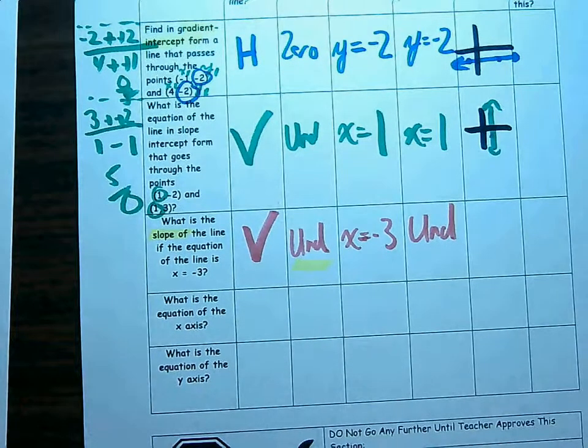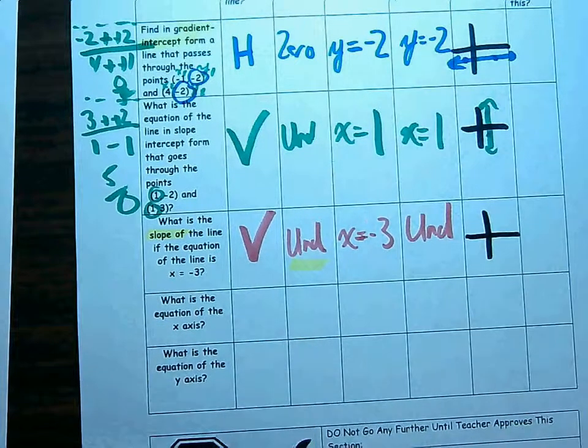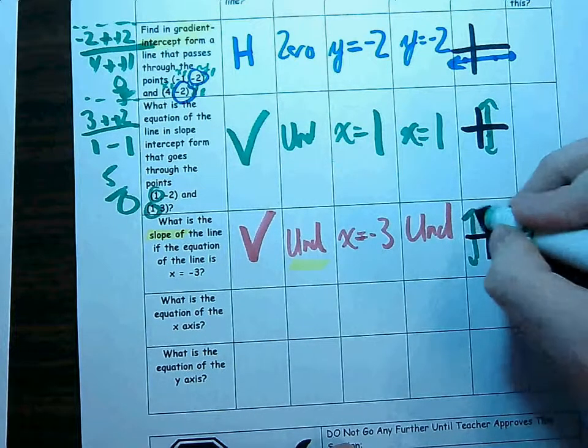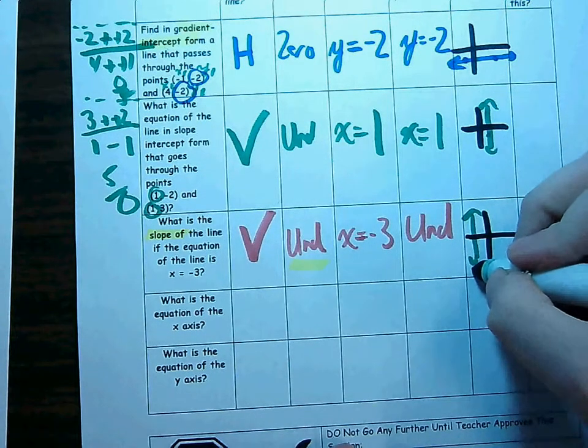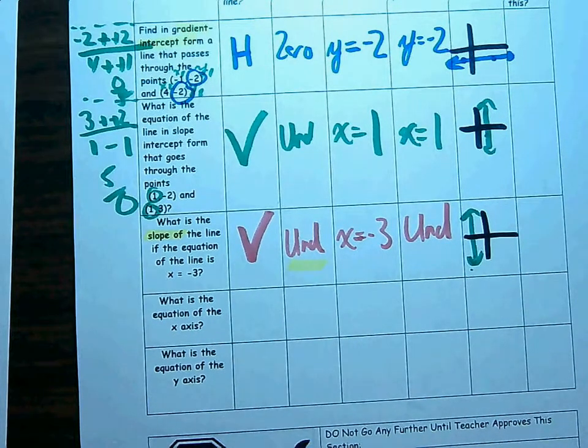And I can go ahead and graph it and show that the guy's falling, right? That's how I remember undefined. So x equals -3 would look like this right here. Undefined splat. All right. The last two.